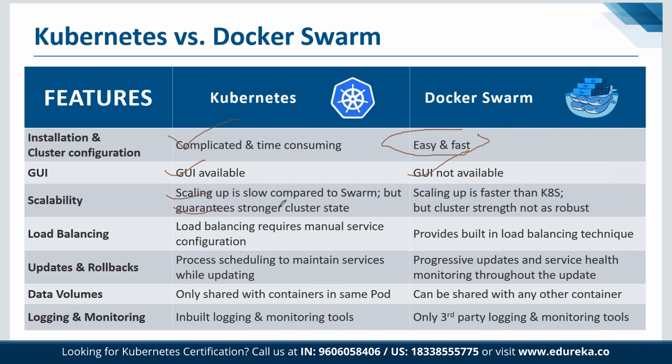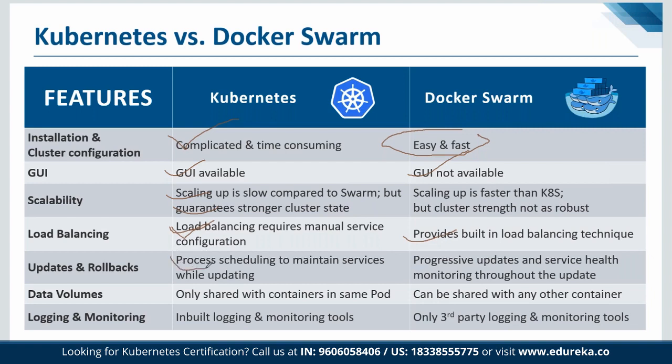Containers have a little complex procedure inside the Kubernetes framework, but it guarantees that your container will not crash easily. Load balancing requires manual service configuration, whereas Swarm provides a built-in load balancing technique. Why is manual service configuration needed for load balancing in Kubernetes? Because in Kubernetes, four types of services are there. Which service you want to configure is up to you. But in Swarm, those four types of configurations are not required. Only one type of configuration is there.